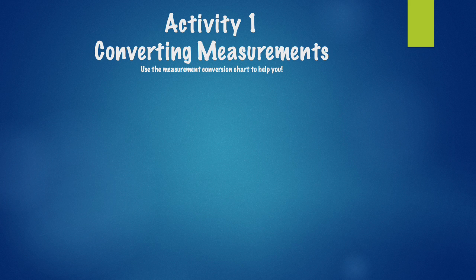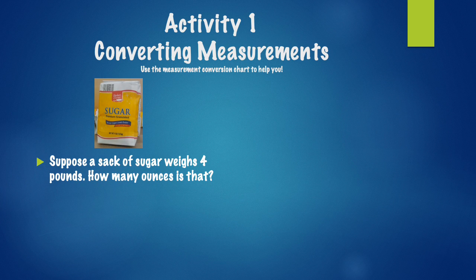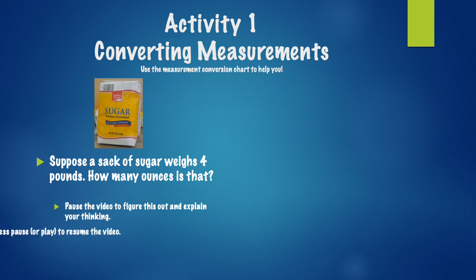Let's practice converting some measurements. Suppose a sack of sugar weighs 4 pounds. How many ounces is that? Pause the video to figure this out and explain your thinking. Press pause or play to resume the video.